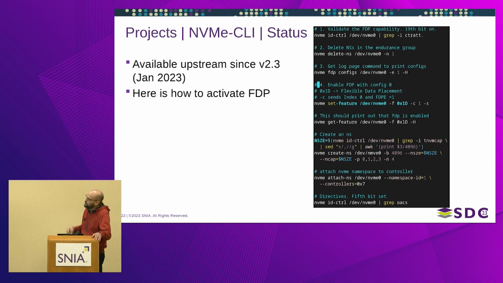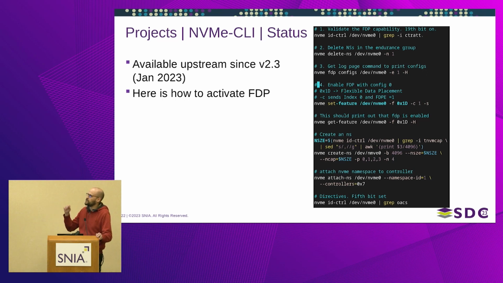And I have a little example of what I did to activate FTP on my devices. And this ties very well to, I think, the third or fourth slide in the previous talk, where the spec really defines what you need to do to enable FTP. So you first validate that the device is capable on the first one. Then the second one is you delete all the namespaces because you can't have any namespace in there if you want to enable FTP.